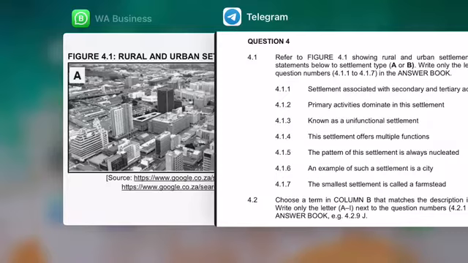So guys, for today's lesson we'll be looking at the geography exam paper of November 2019. We'll be looking at question number 4.